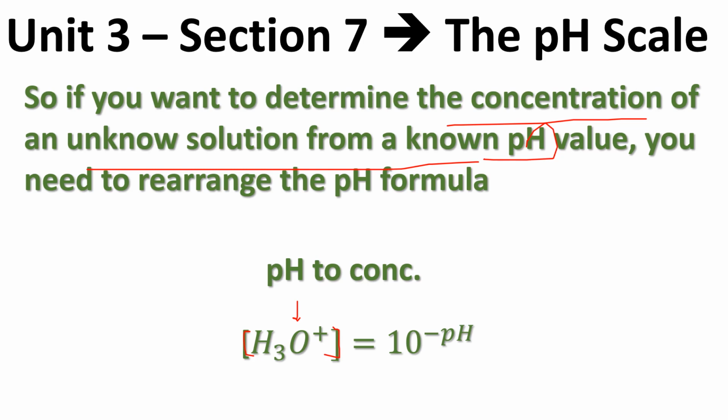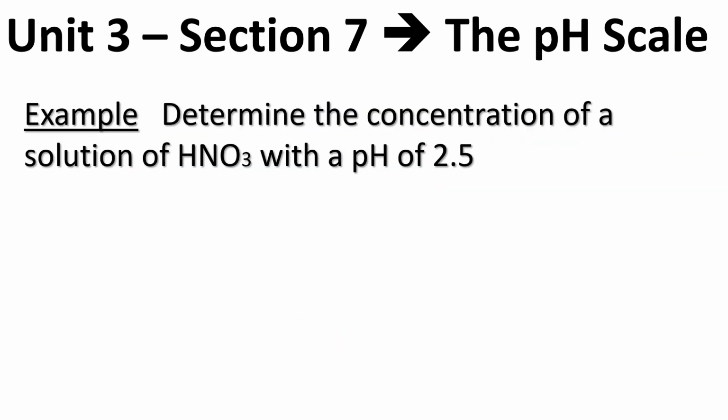So if you want to figure that out, all we're going to do is take 10 and raise it to the exponent of negative pH. I'll show you this on a calculator here in a second. So let's try a problem out. They're all kind of the same. Determine the concentration of a solution of nitric acid with a pH of 2.5.